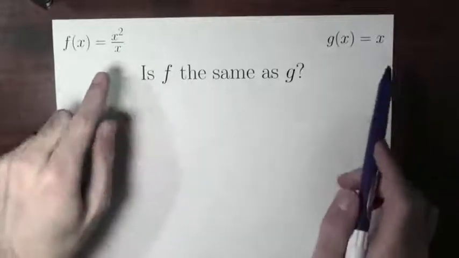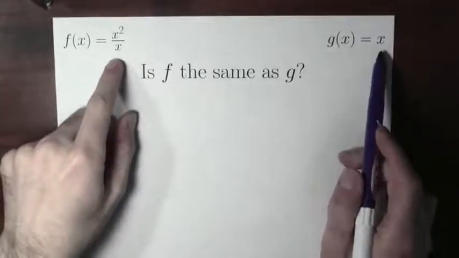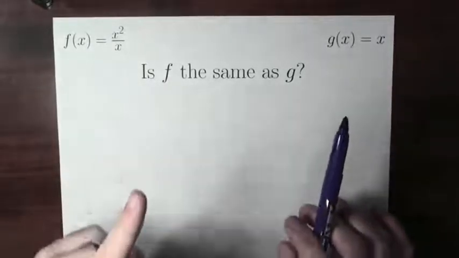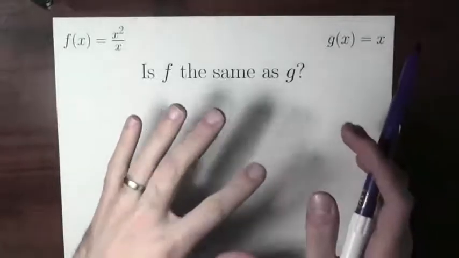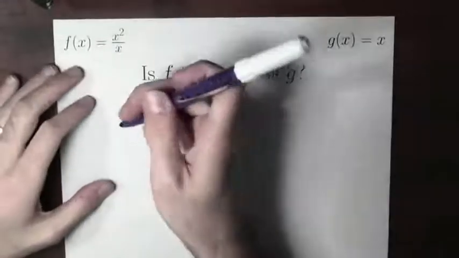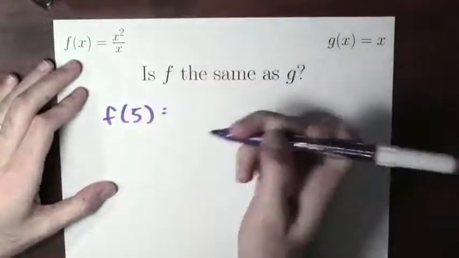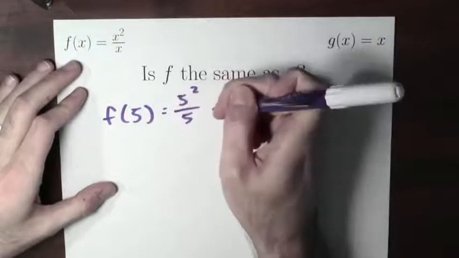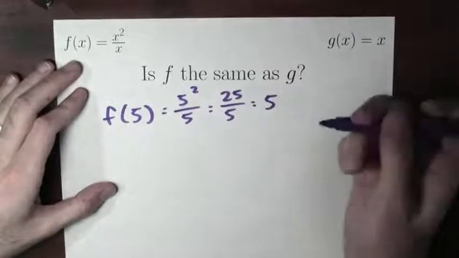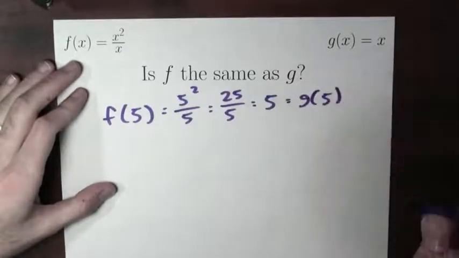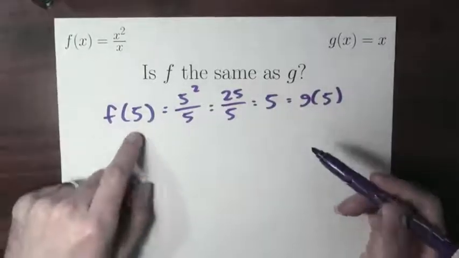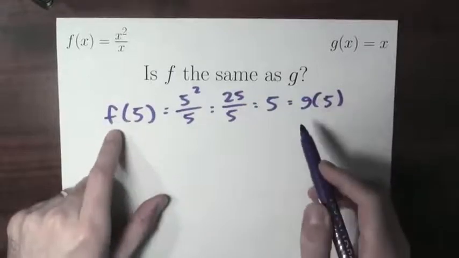Now, they're not the same rule, right? This is not the same as this. So it's a little bit more subtle, but that's okay, right? Two functions are the same if they have the same output for each input. So let's see if that happens here. Let's just pick some value to get a first test. Let's take a look at f of 5, right? f of 5 would be 5 squared over 5. That's 25, 5 squared divided by 5. That's 5. Well, that's the same as g of 5, right? If I plug anything into g, I just get the same thing out. So plug in 5, get out 5. So at least at the value 5, f and g agree.